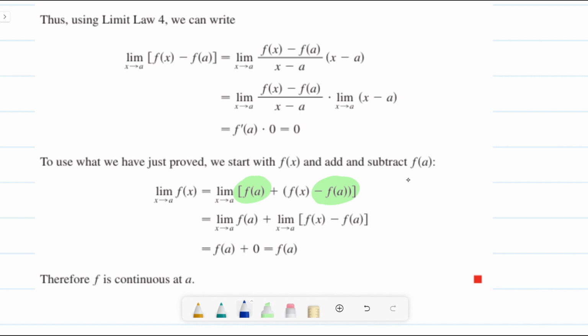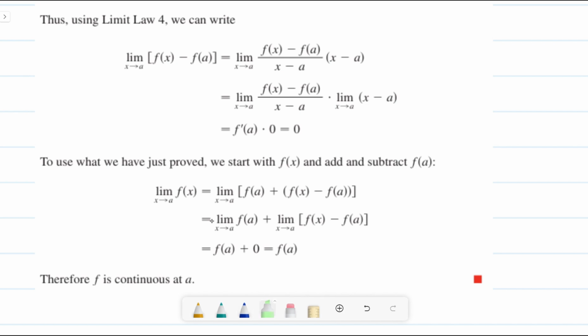Again, this does not change anything. This is as if I'm saying 2 plus 3 minus 3. It will still give me 2. So I added and subtracted the same number. I added f of a and subtracted f of a. Why did I do this? In order to split the limit. Now I have the limit of f of a as x approaches a, plus the limit of f of x minus f of a as x approaches a.